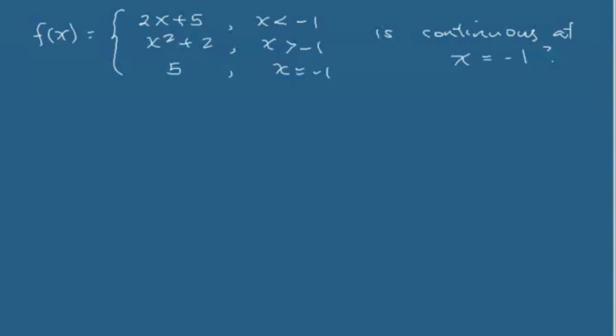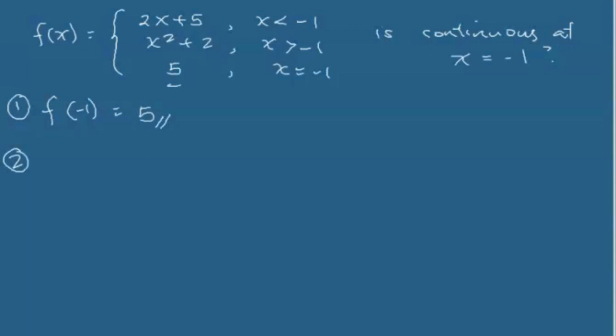Let's go with our last example with piecewise functions. f of x is equal to 2x plus 5 if x is less than negative 1, x squared plus 2 if x is greater than negative 1, and 5 if x is equal to negative 1. Is it continuous at x equal to negative 1? Let's start with our first condition. f of negative 1, so we choose this function, and that is equal to 5.